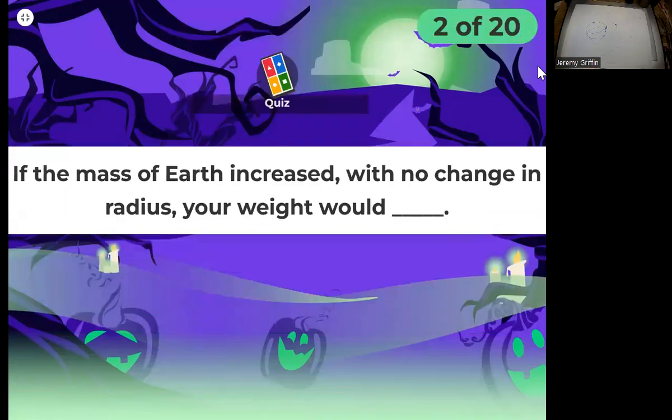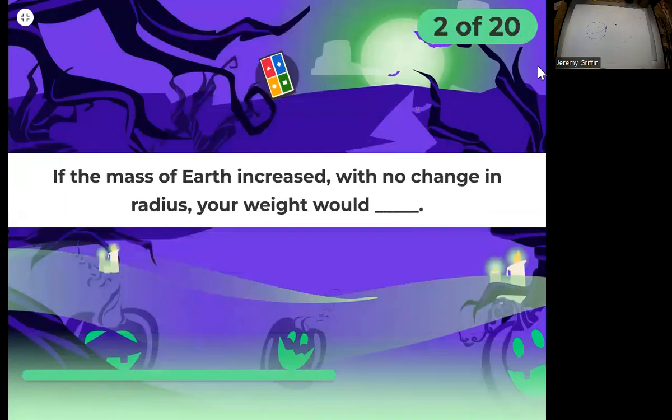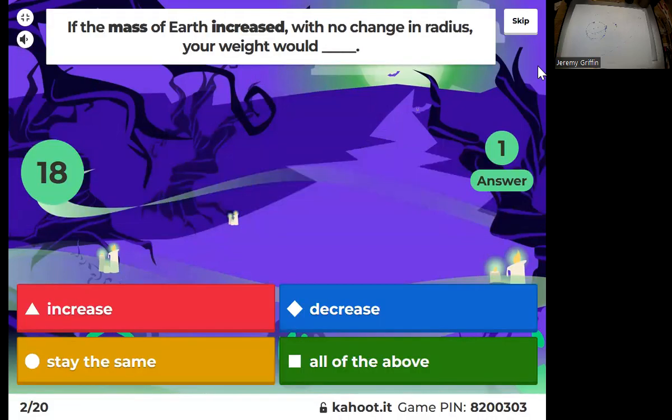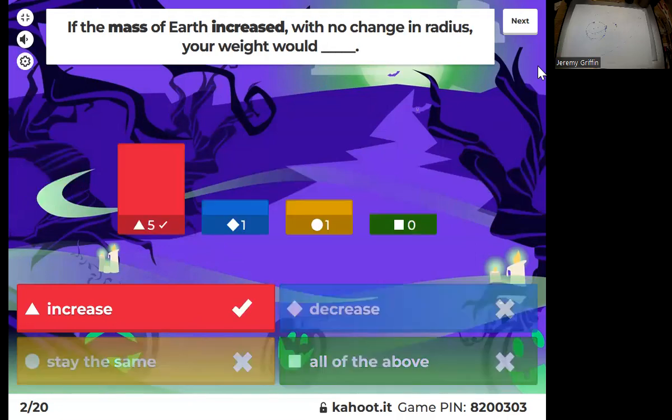Oh yeah. Question 2: if the mass of the Earth increased with no change in radius, the Earth becomes more massive. All right, yeah, there you go. All right, you would also become more massive. Right, so this is just G M m over R squared.